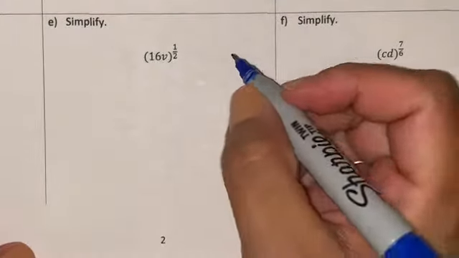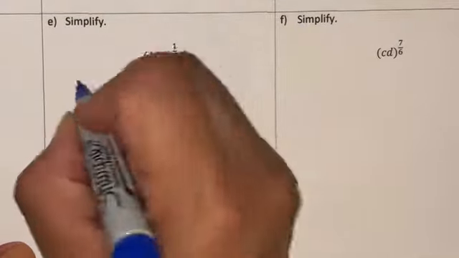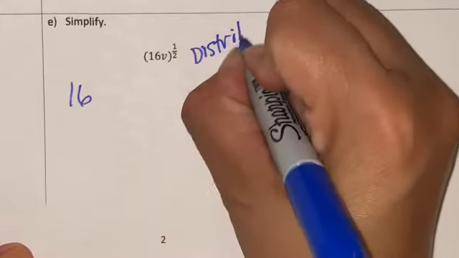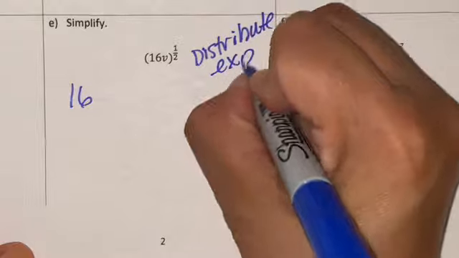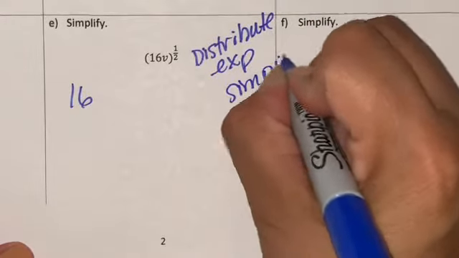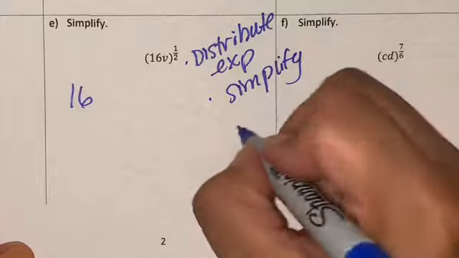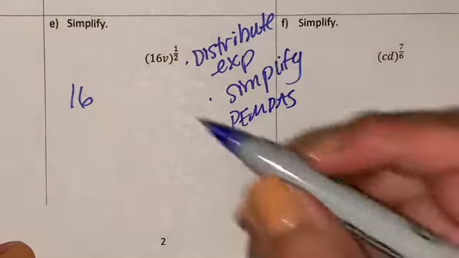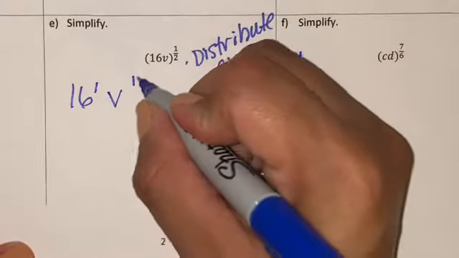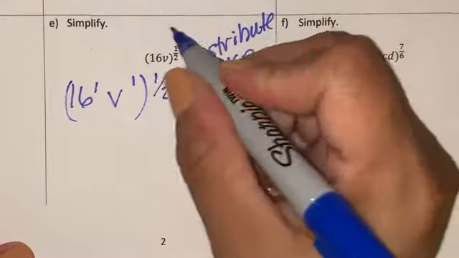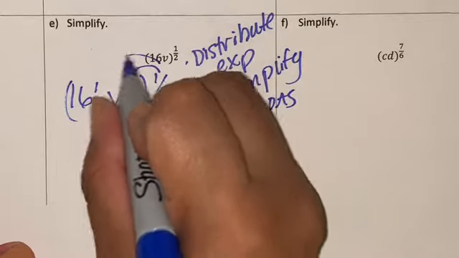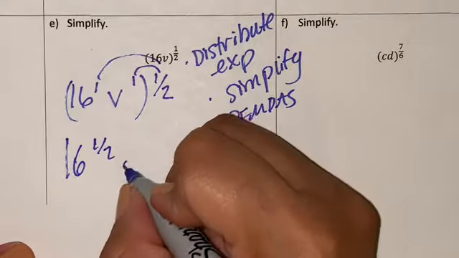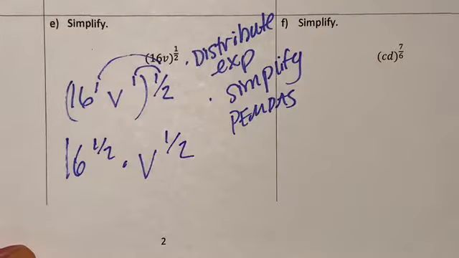Okay, so if I have 16v to the 1/2, we're going to say 16. So we're going to distribute the exponent, and then we're going to simplify. So what I mean by simplify, you're using PEMDAS over and over every time you simplify. So this is 16 to the first, v to the first, times 1 over 2. And we're going to distribute that 1/2. So 16 to the 1/2 times v to the 1/2.